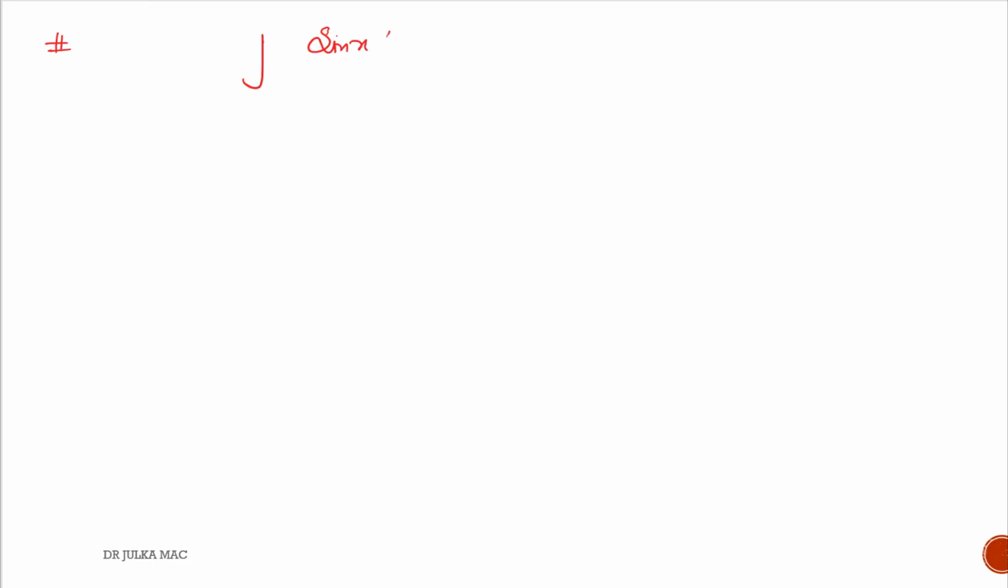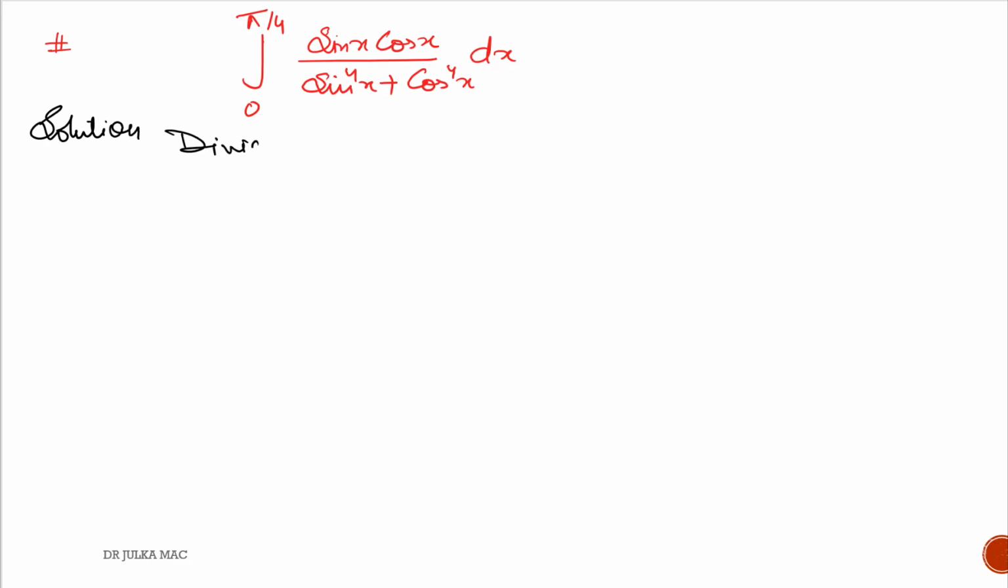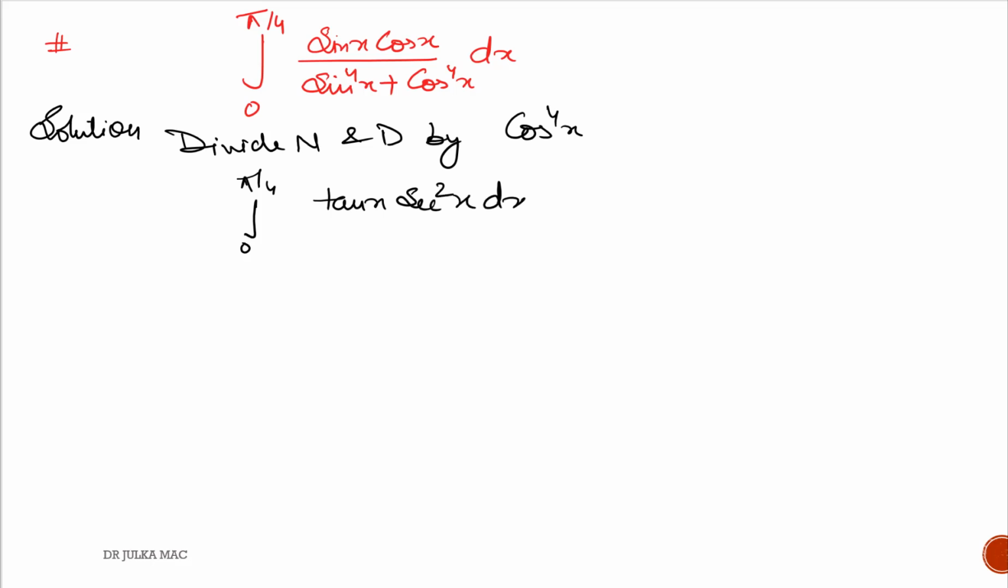Last example. Integration of sin x cos x divided by sin to the power 4x plus cos to the power 4x dx. The lower limit is 0 and the upper limit is pi by 4. In this question, we divide the numerator and denominator both by cos to the power 4x and we will get tan x sec square x dx divided by tan raised to the power 4x plus 1.